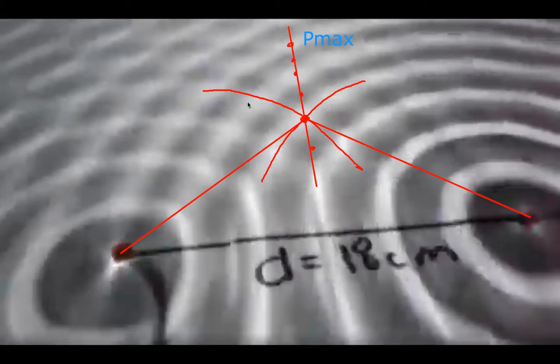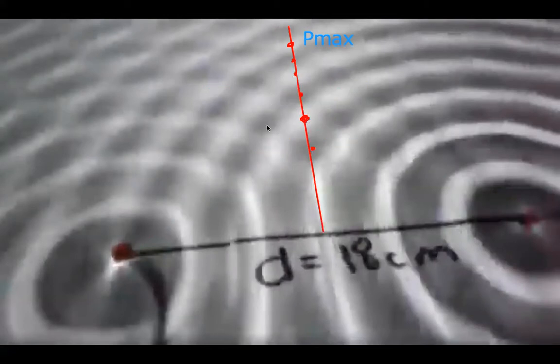Let's look at this intersection up here. 1, 2, 3, 4, 5. 1, 2, 3, 4, 5. The difference is the same. There's symmetry here. This is right down the middle, and it's the same distance from each source.